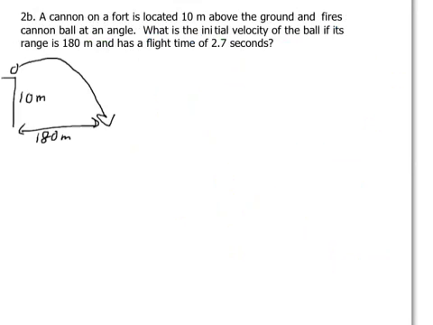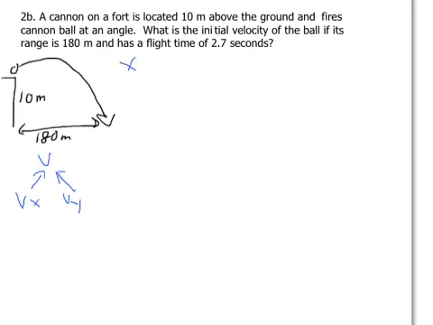The next iteration of our cannonball example is very similar to our first one. However, it is now fired at an angle, but we're given its range and its total flight time. We're asked to find the velocity that the cannon fired the cannonball. And remember, because it's an angle, we have to find both the horizontal component of the velocity as well as the vertical component of the velocity. So once again, we have to separate the horizontal and the vertical component.